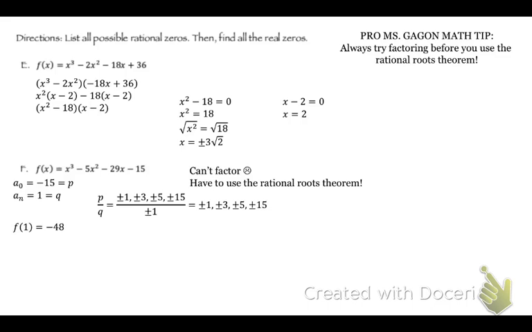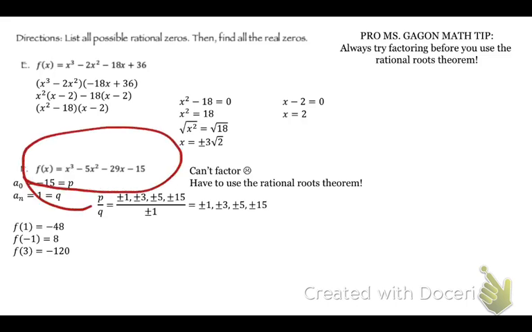If I plug in 1, I get negative 48. So that one's not going to work. Plug in negative 1, I get 8. Also doesn't work. Plug in 3, I get negative 120. That doesn't work. And I'm plugging these into this equation right there. Okay. Plug in negative 3, and I get 0. Yay. That was super enthusiastic.